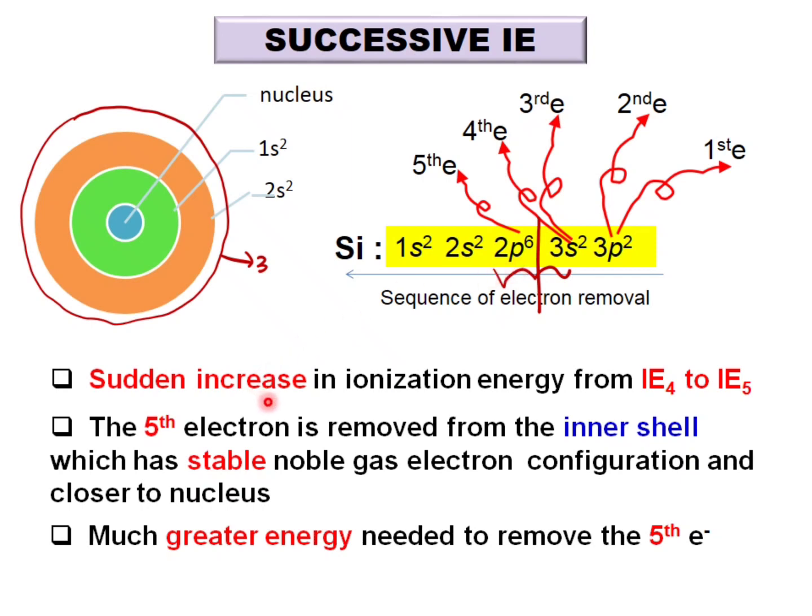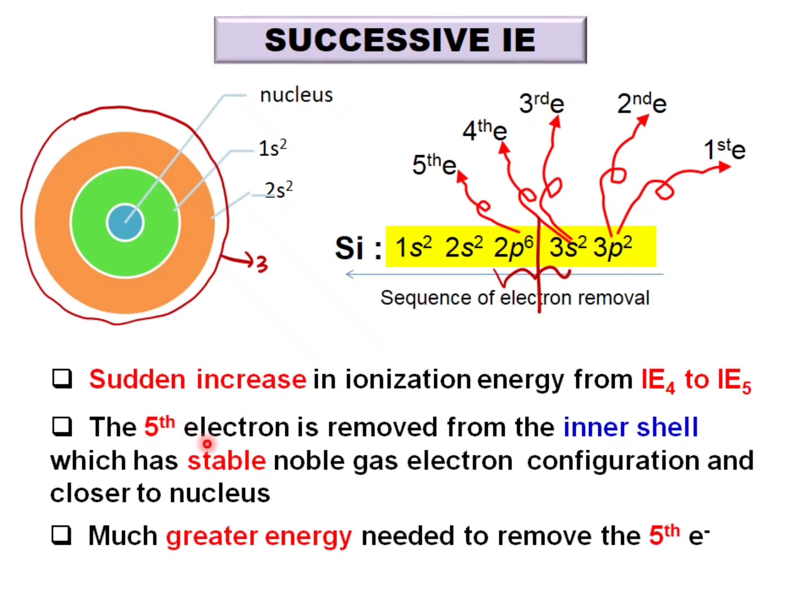So sudden increase will occur in ionization energy from fourth ionization energy to fifth ionization energy. Nampak sebab apa? Elektron yang kelima remove daripada inner shell, daripada elektron yang berada pada petala yang dekat dengan nucleus. Okay, 3s, 3p adalah outer shell. So dia takkan ada sudden increase sebab dia berada dalam energy level yang sama.